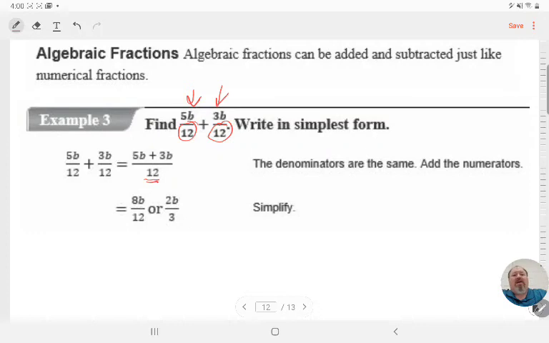Now if we look at the numbers, we have 8 and 12. Well, 4 will go into 8 2 times, and 4 will go into 12 3 times, so we have 2b over 3. All right.